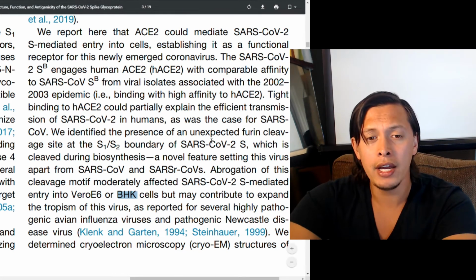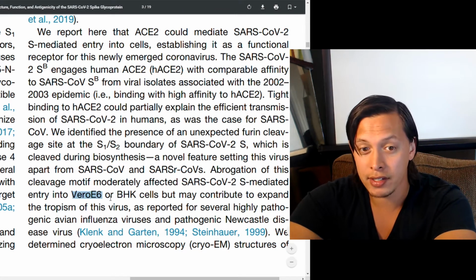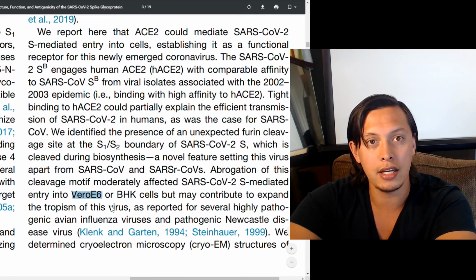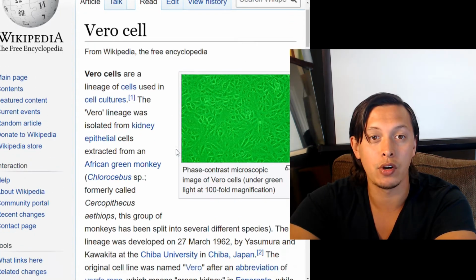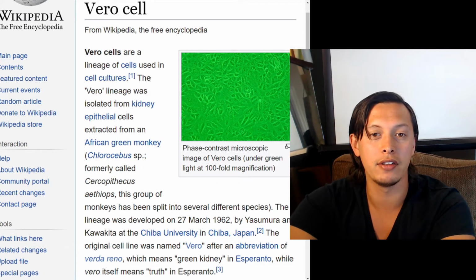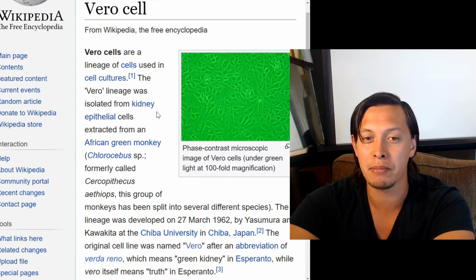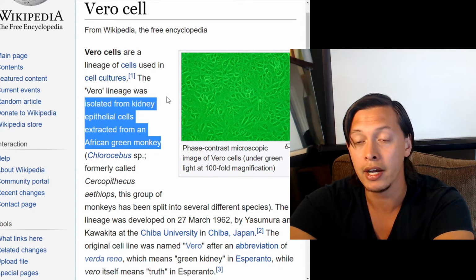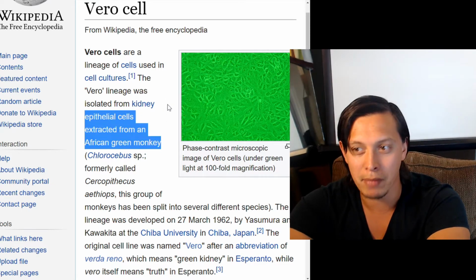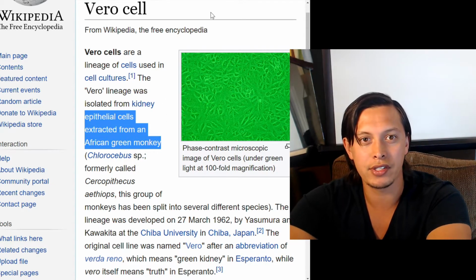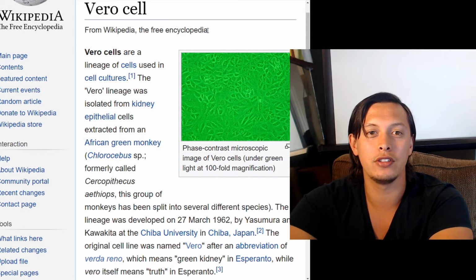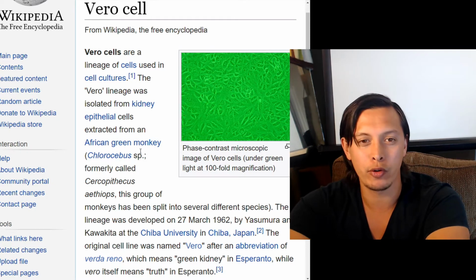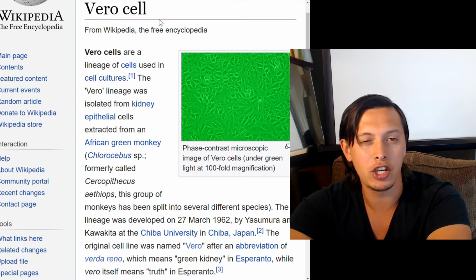So, in this case, the Vero E6 is from monkeys, if I remember correctly. Yeah, the Vero lineage is isolated from kidney epithelial cells from African green monkey. Since they're from monkeys, they should have a lot of the similar enzymes as humans. So this is to emulate or help recreate a human cell line as well.